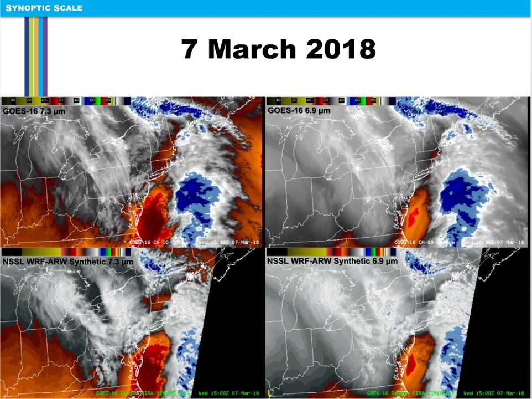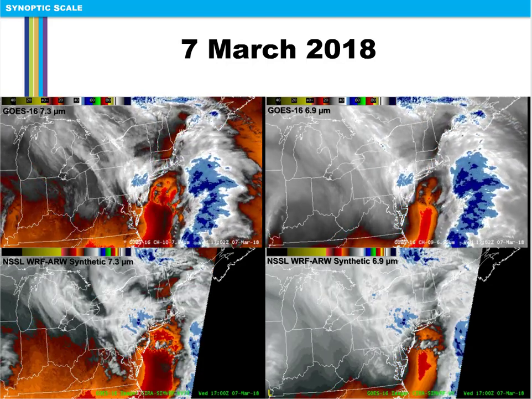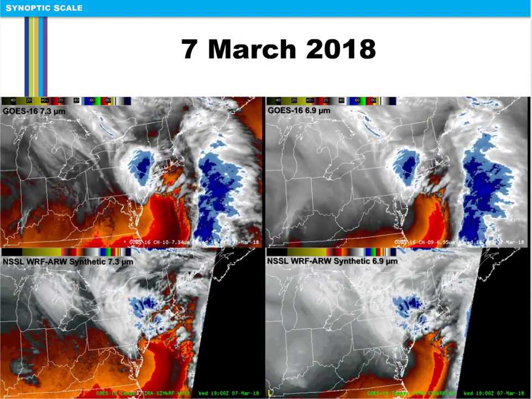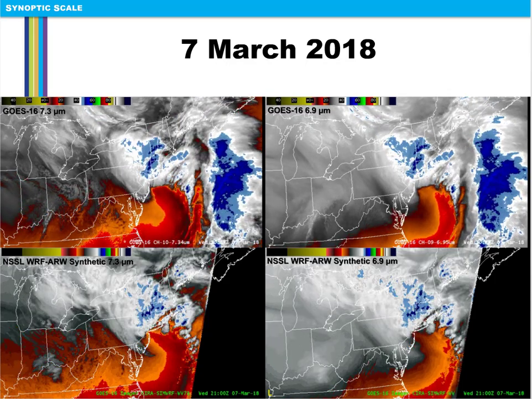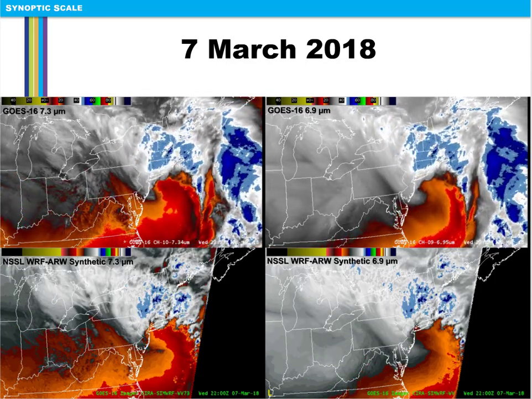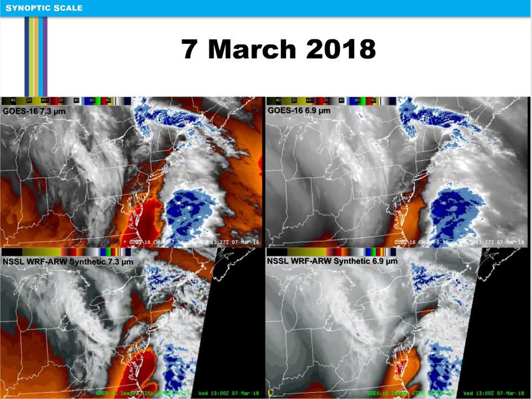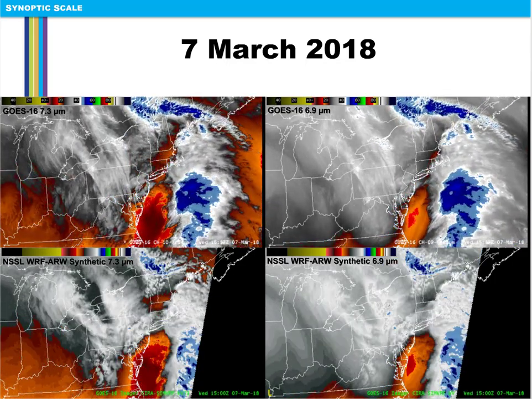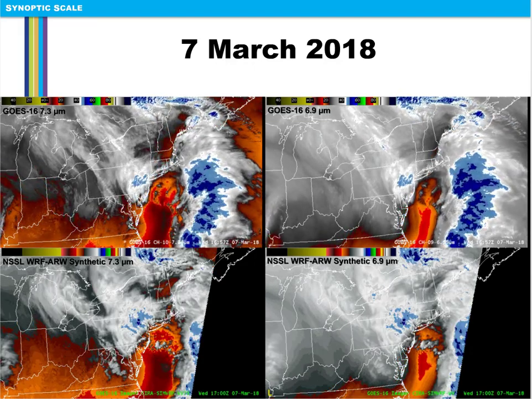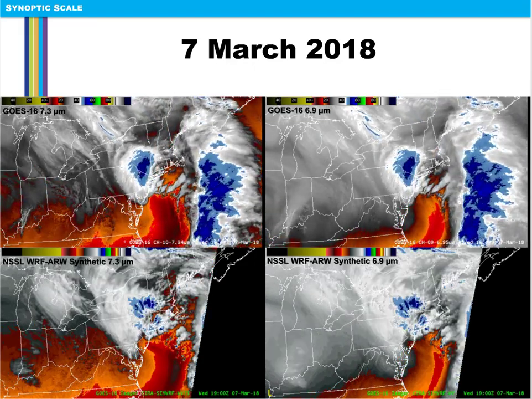This could have been analyzed with traditional model fields of RH, potential temperature, and so forth, but we can formulate our conceptual model in a more efficient way since we can conceptualize what is going on in GOES imagery based on our experience of satellite imagery interpretation and compare that with an integrated perspective of model output.